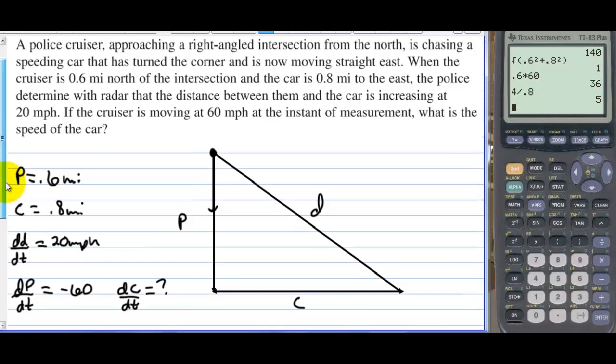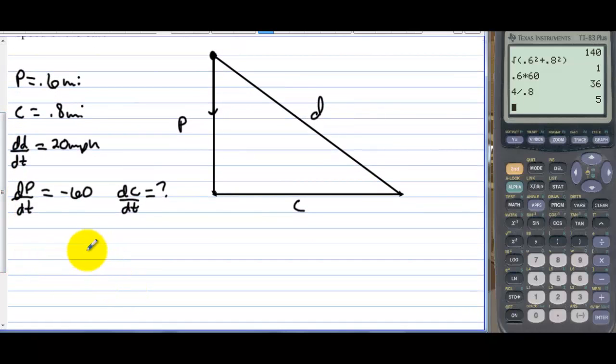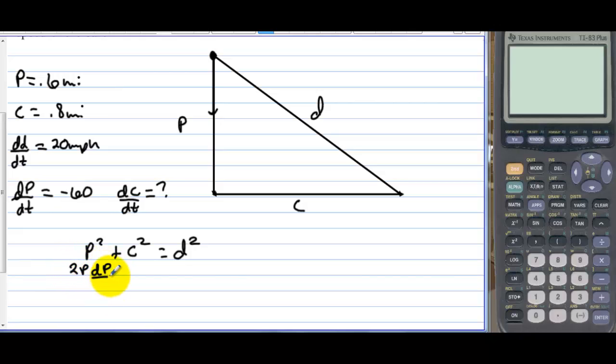That's the question. We have a right triangle here, so we can use the Pythagorean theorem. p squared plus c squared is equal to d squared. Now we want to plug in values when we can right away. We can only plug values in if the side is not changing, and all three sides are changing, so no values can be plugged in right away. We have to take the derivative first. So the derivative with respect to time is 2p dp/dt plus 2c dc/dt is equal to 2d and then the derivative of d with respect to t.